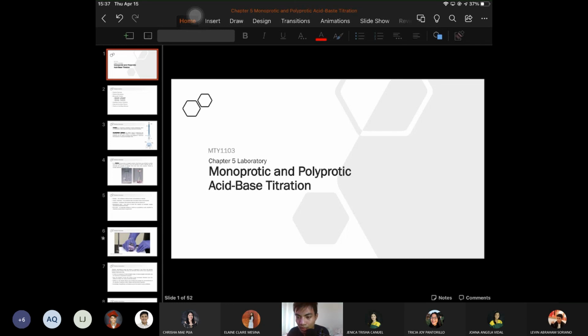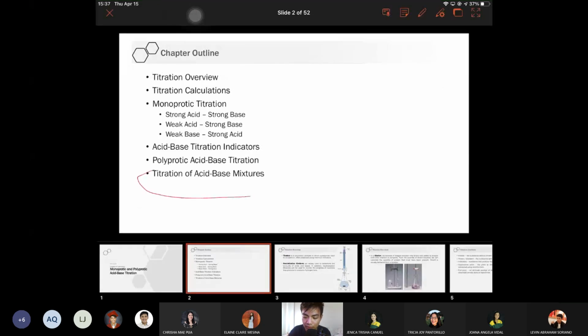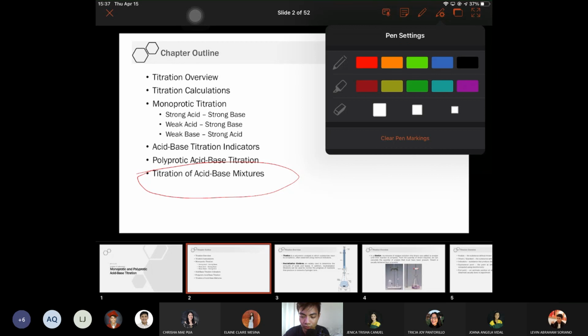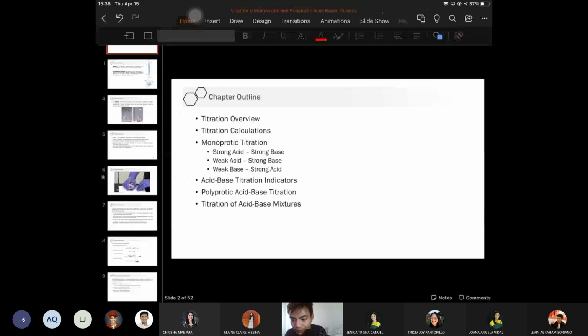Okay. So, yan. Tapos na tayo sa computation part ng monoprotic. And yung susunod na lang is, etong isa na lang. Ito na lang. Acid-base mixture. Madali lang yan. Logic nga lang. Medyo confusing yan at first pero pag tama yung logic mo, goods tayo dun. Okay. Madali lang yan. Okay. Logic lang. Ano po coverage ng first quiz?